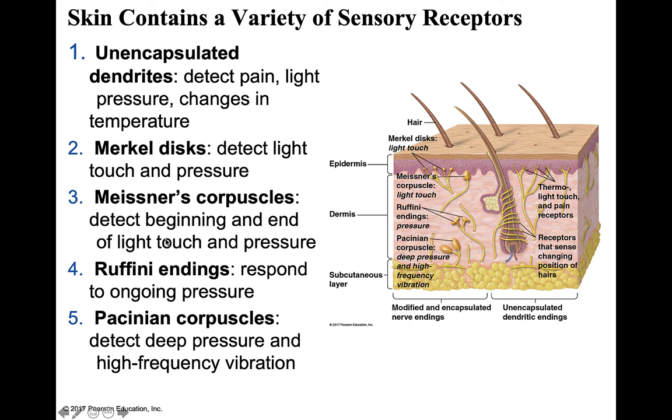If I look at Ruffini endings, these respond to ongoing pressure. And then we have Pacinian corpuscles, they're probably my favorite, all right? They're responsible for detecting deep pressure and high frequency vibration. So once again, you want to have an idea of where their general location is. Are they superficial or deep? And what do they actually respond to?